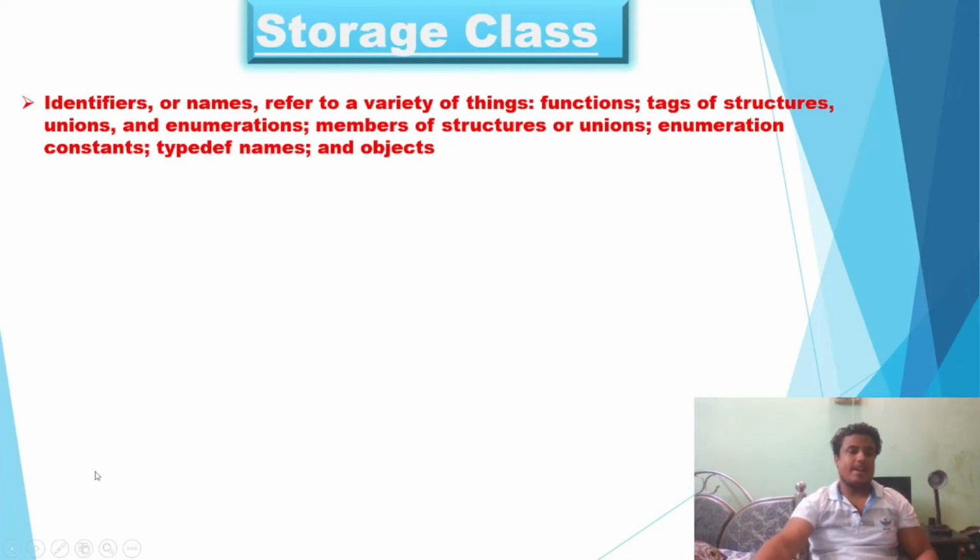So identifier or name refers to a variety of things, as I have defined. That can be a function call, tags of structure, whatever you see with the struct keyword in the last slide. So structure, and we discussed some unions and enumerations. I haven't discussed them yet, and they're not so useful, but you'll find out whenever I encounter some program, I will explain it there. Don't worry about it right now. The member of structure, I have also not discussed. We don't need to remember this point.